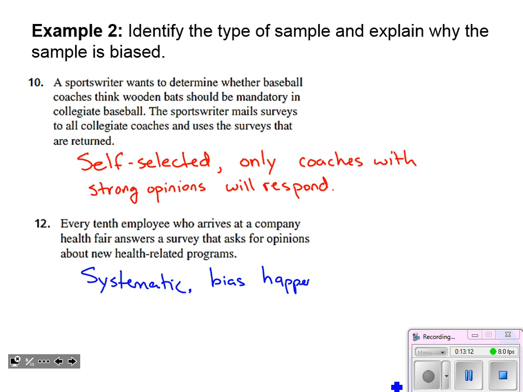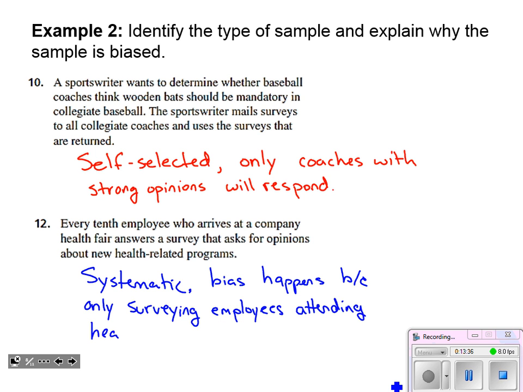The bias happens because you're only surveying employees that are attending the health fair. Okay, so yes, you are getting a random sampling, but think about what's going into that sample. It's only people going to the health fair. If they said that this was a mandatory company health fair, then there probably wouldn't be any bias. It would be a much more random sample.